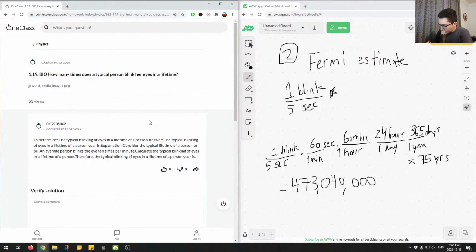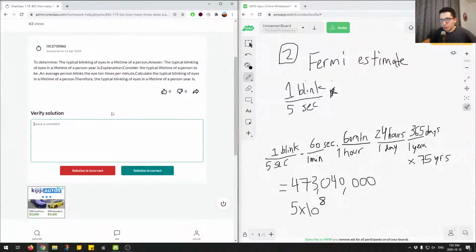You could also say that since there's about, let's say, 5 times 10 to the 8, because we have here 1, 2, 3, 4, 5, 6, 7, 8. So we could say 5 times 10 to the 8 blinks, or we can just say about 10 to the 8 blinks. So this is roughly how many blinks. So you've gotten some kind of estimate of how many times someone would blink in their lifetime. And that's how you go about solving this question.